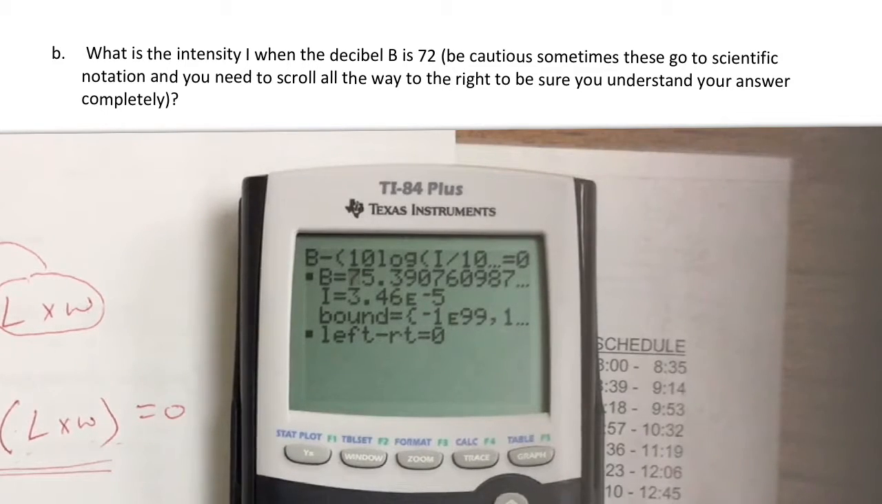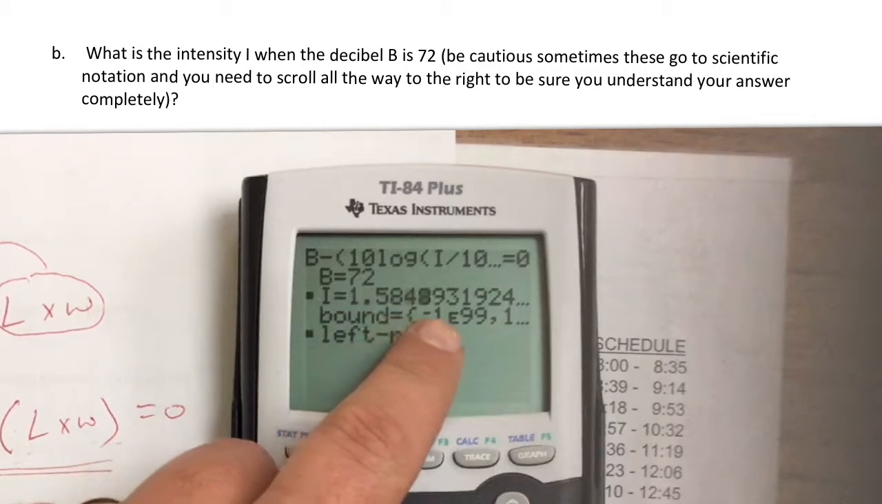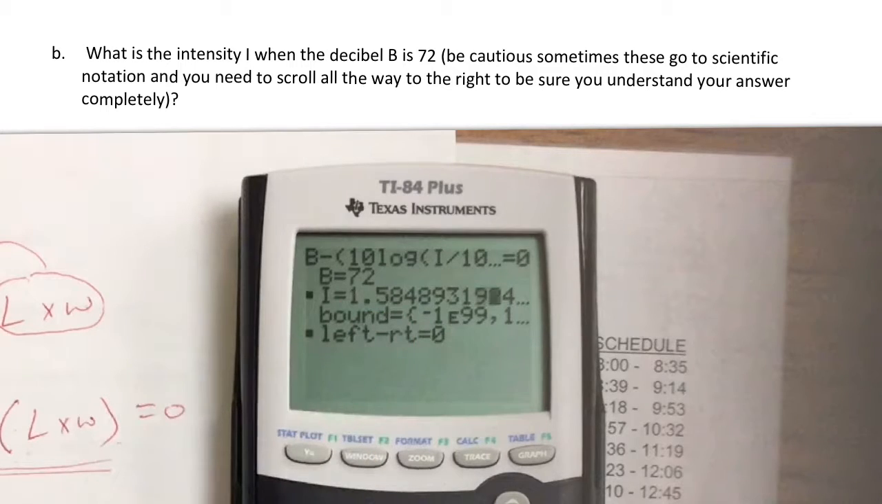Okay, so let's go to the intensity when the decibels is 72. So change the decibels to 72 and solve for intensity. And as noted here, it says scroll way to the right so you understand your answer. It's 1.58, or is it? It is 1.58 e to the negative 5th. So it means 0.0000, I think that's 4 zeros, 158. Okay, but be sure you go all the way over here so that you fully understand your answer is in scientific notation. Alrighty.